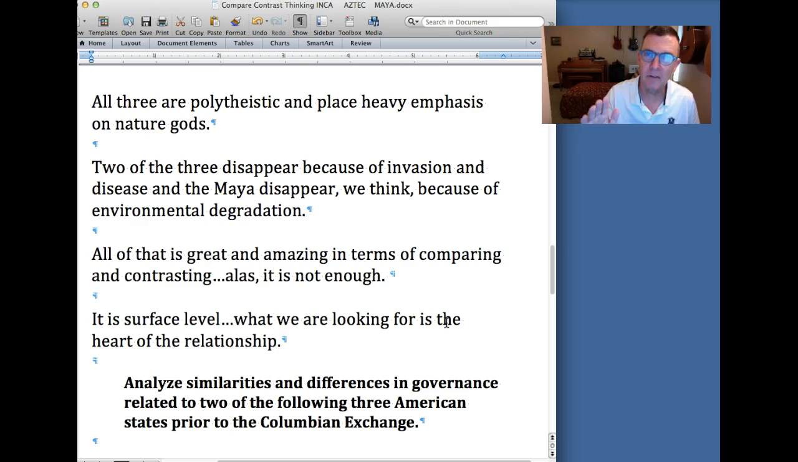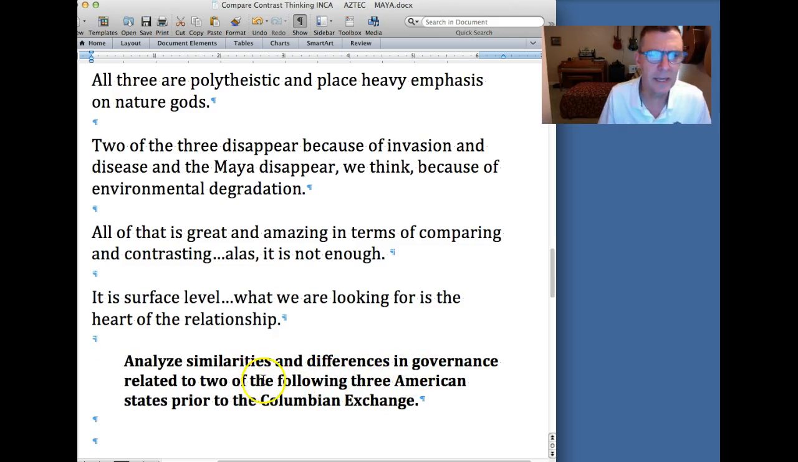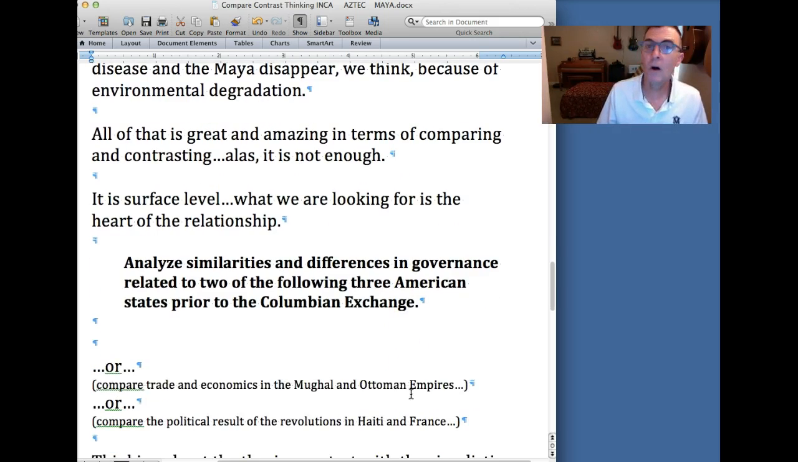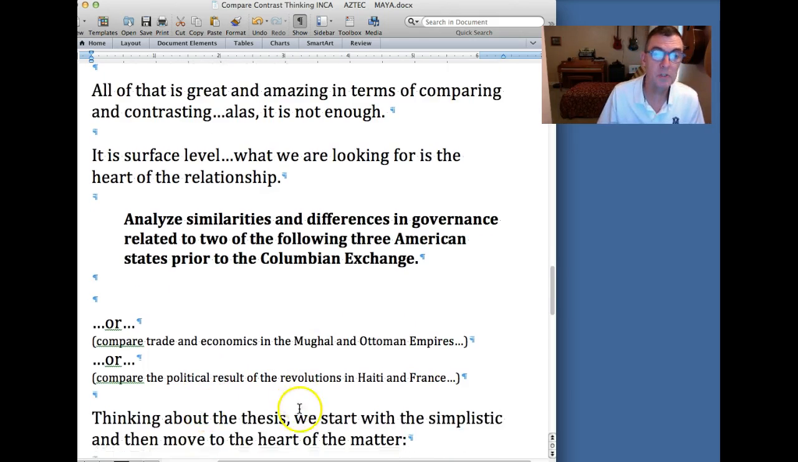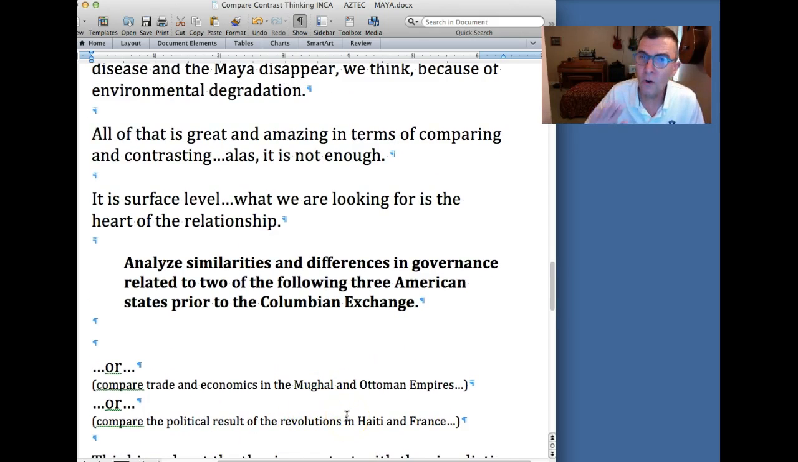It is surface level. So what we're looking for is down deeper. We're looking for something at the heart of the relationship. Every comparative analysis question is not asking just for similarities and differences. It's asking about relationship. It's asking about the meaning of something. So if we look at this: analyze similarities and differences in governance related to 2 of the following 3 American states prior to the Columbian Exchange, or we could think about this with trade and economics in the Mughal and Ottoman, or the political result of revolutions in Haiti and France. All things that we've talked about.